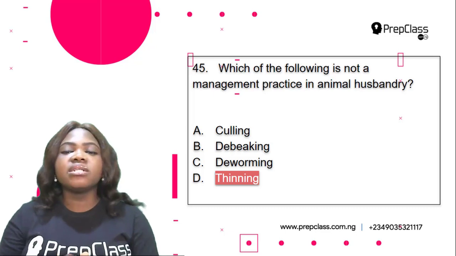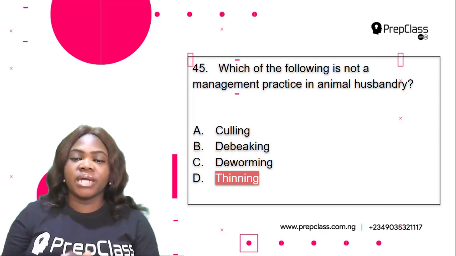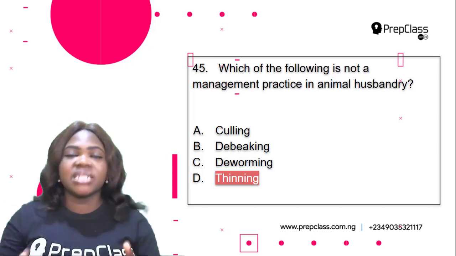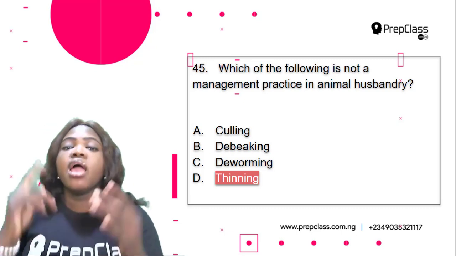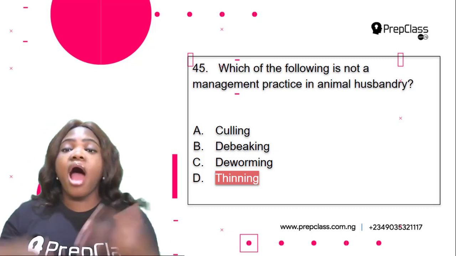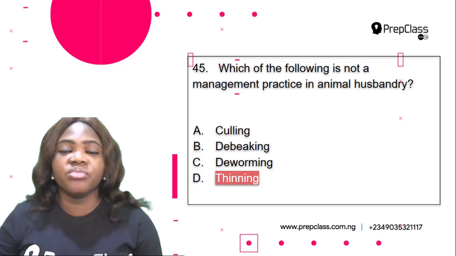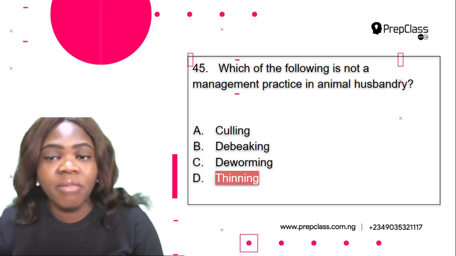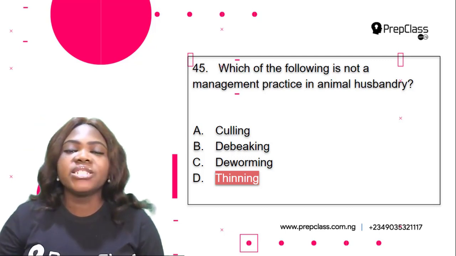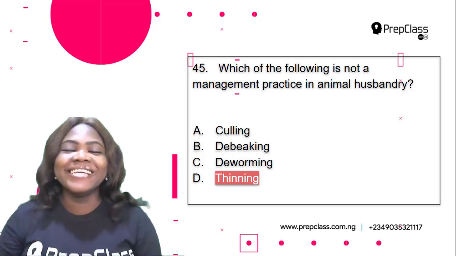Which of the following is not a management practice in animal husbandry? Thinning is not a management practice in animal husbandry. Culling, debeaking, and deworming are all practices in animal husbandry, but thinning is not a practice in animal husbandry. So the correct option is D, thinning.